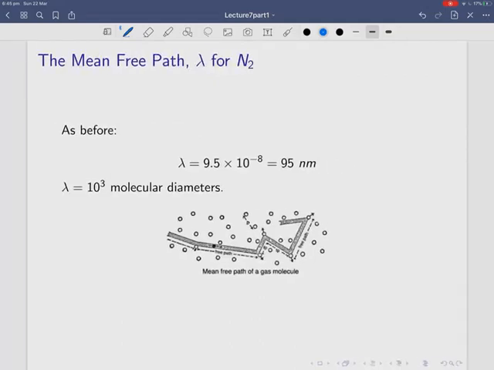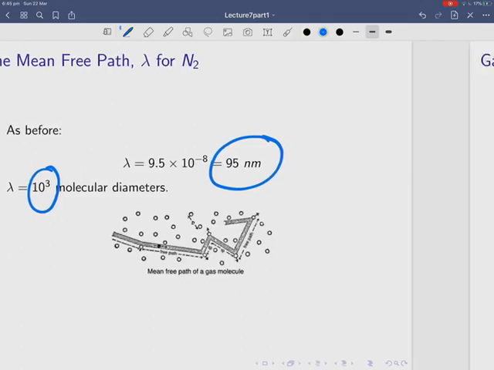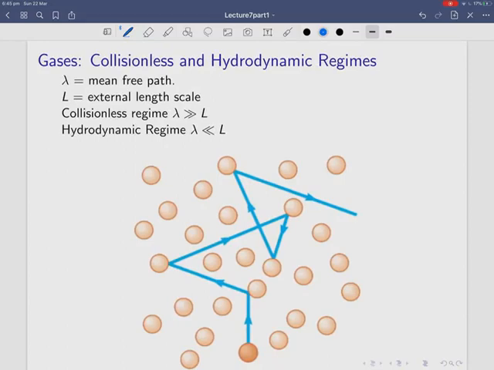And if we do that for nitrogen, we find it has a mean free path with the previous parameters at 1 atmosphere and 25 degrees C of 95 nanometers, which is about 10 to the 3 molecular diameters. So it's moving about 1,000 molecular diameters before it collides with another nitrogen molecule. That's a typical mean free path for nitrogen. So it's good to keep these kind of numbers in your head. Most of the space is empty, but the number of collisions is very, very large, and the mean free path is many, many molecular diameters.